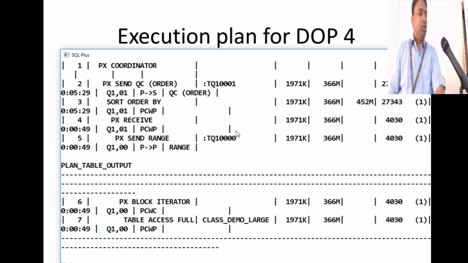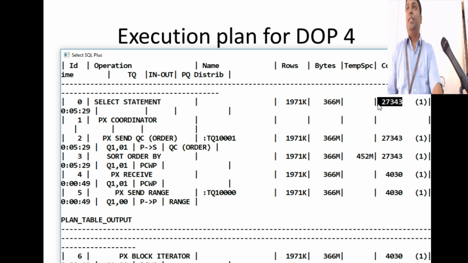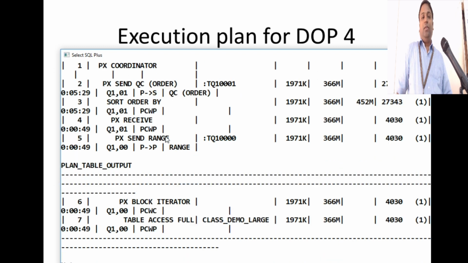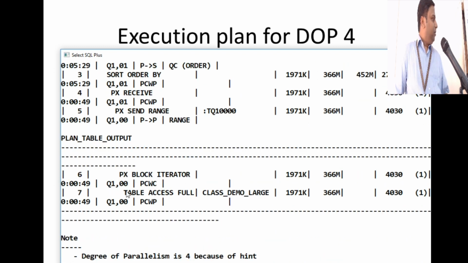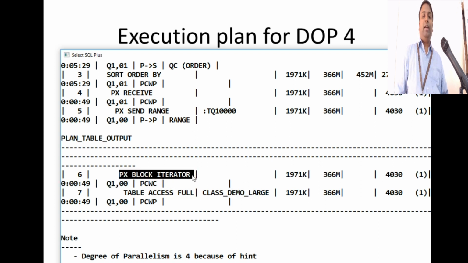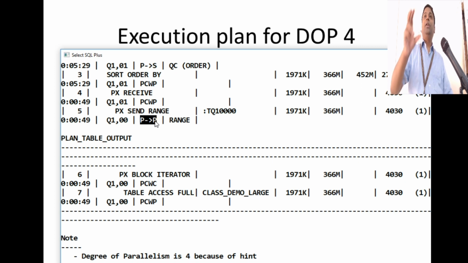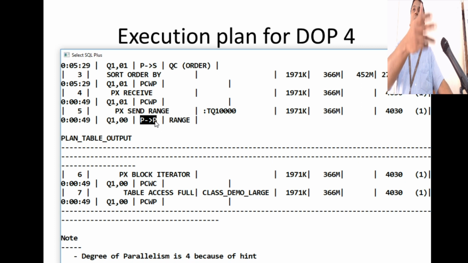Query plan. It's going to throw you almost the same kind of query plan, but you see the cost of running this query has come down to 27343. When you increase the degree of parallelism, the cost of running the query reduces. What you are seeing here is again the same thing. The entire table, class_demo_large, is accessed in parallel using block iterators by all your producer processes. And then these processes distribute, see P arrow P means a producer distributes the records from the table to all the consumers.